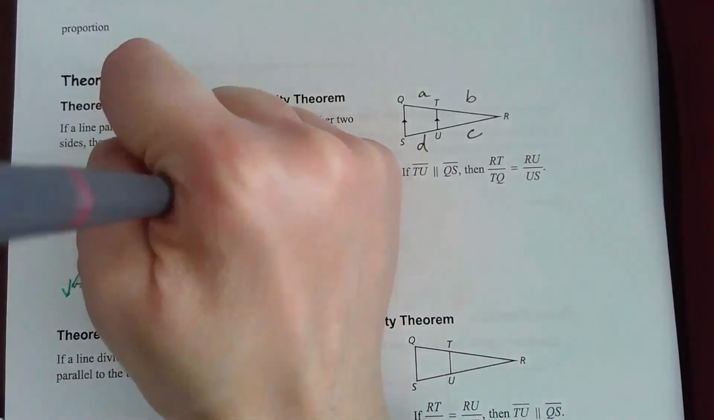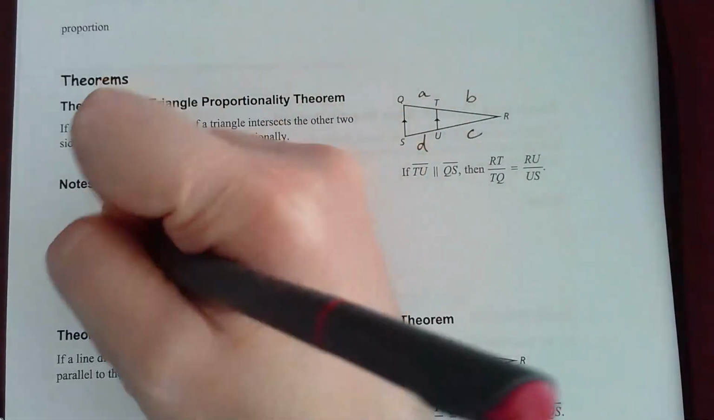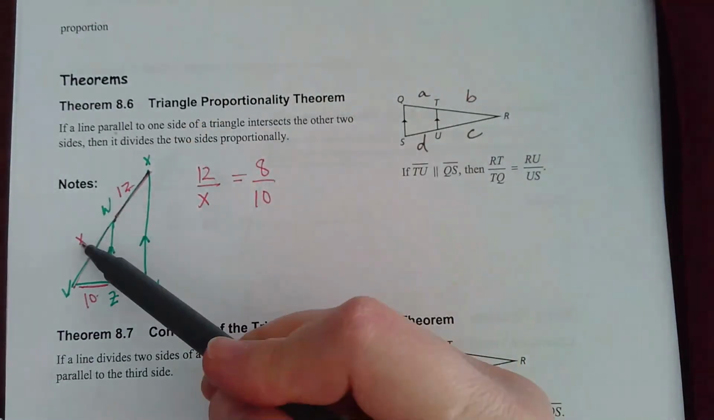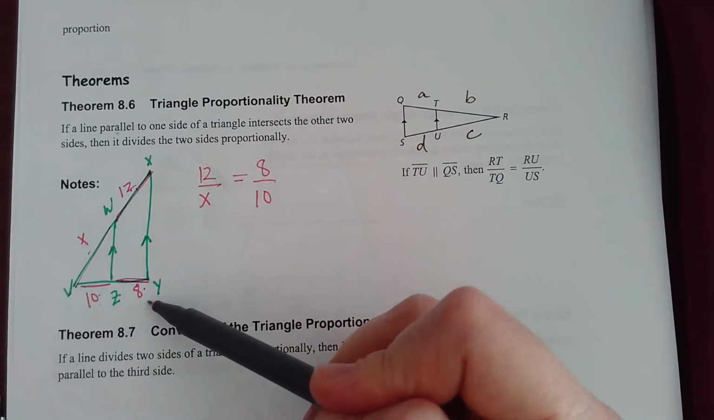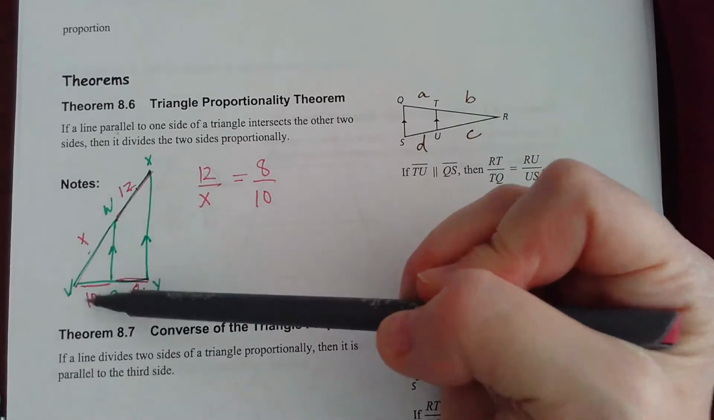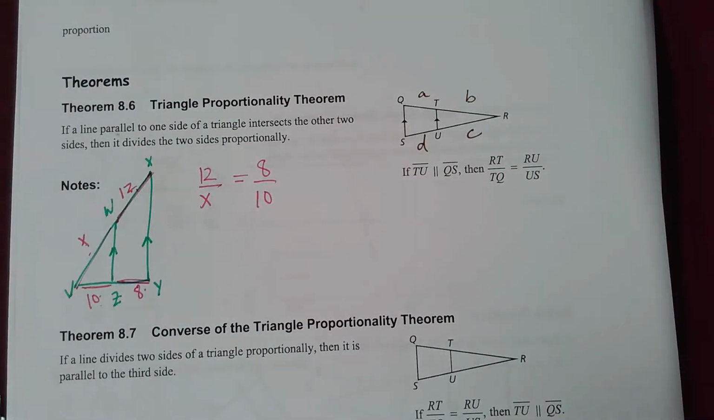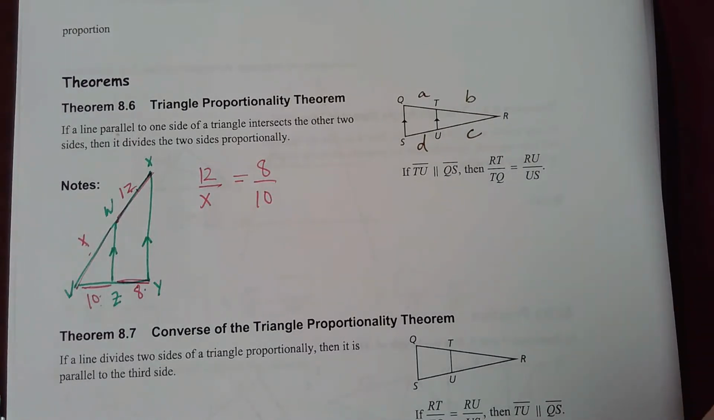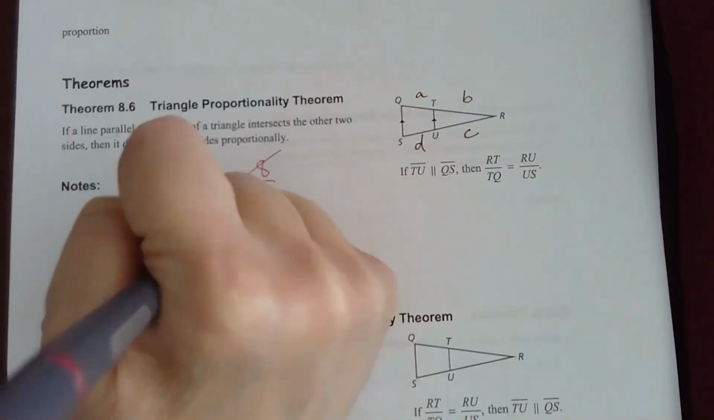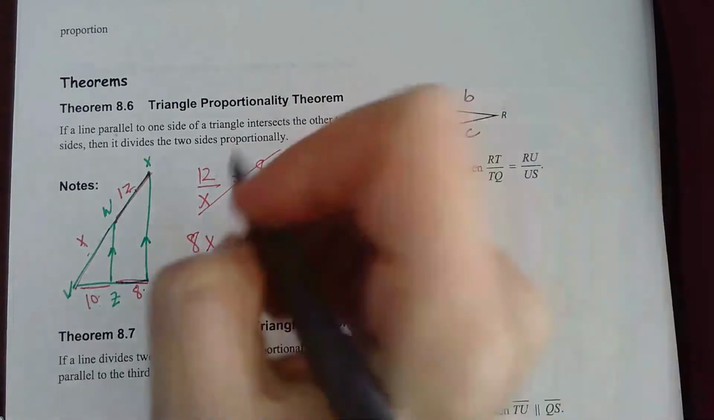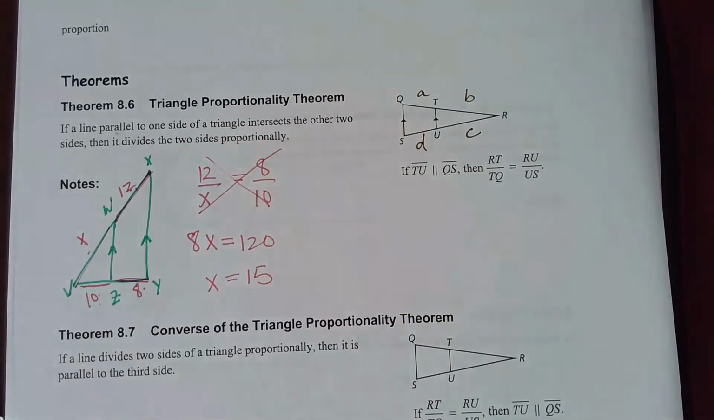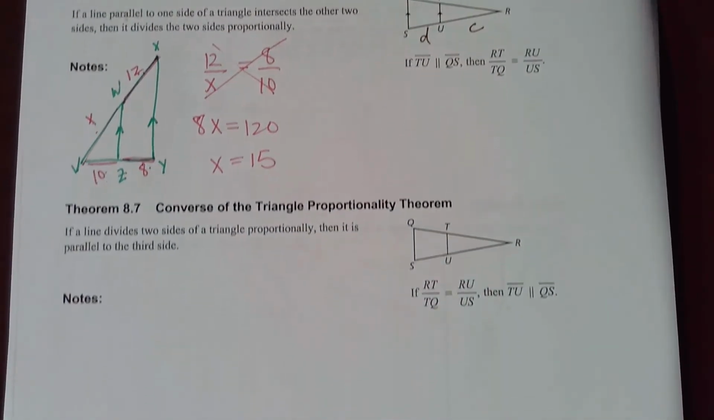Again, there's a few ways you could set this up. You could have done X over 12 and 10 over 8. You could have done X over 10, 12 over 8. As long as you're comparing the right piece with the right piece, it doesn't really matter. So I got 8X equal to 120, and so I would have X equal to 15. So that's the triangle proportionality theorem.